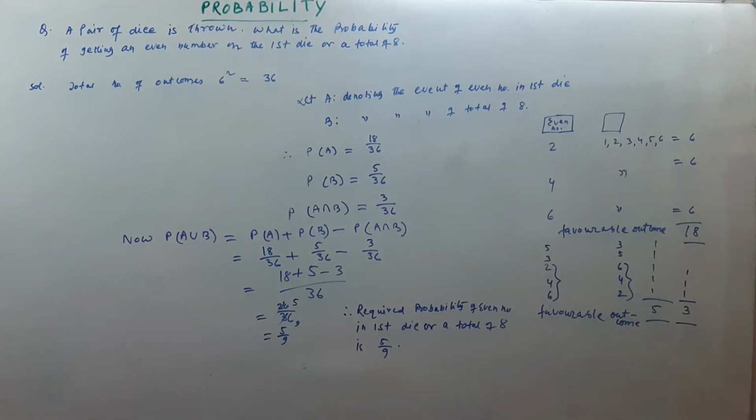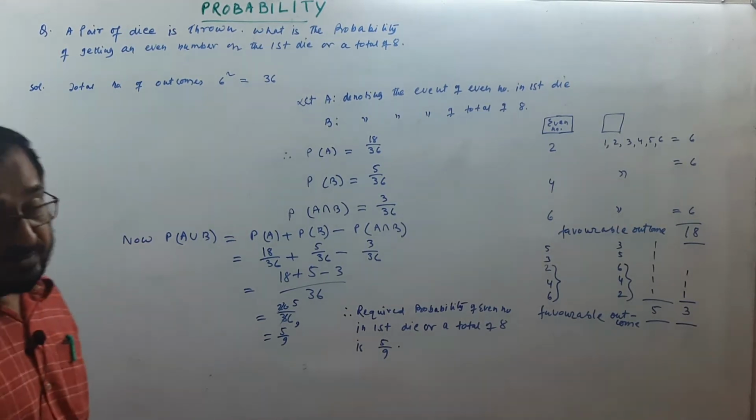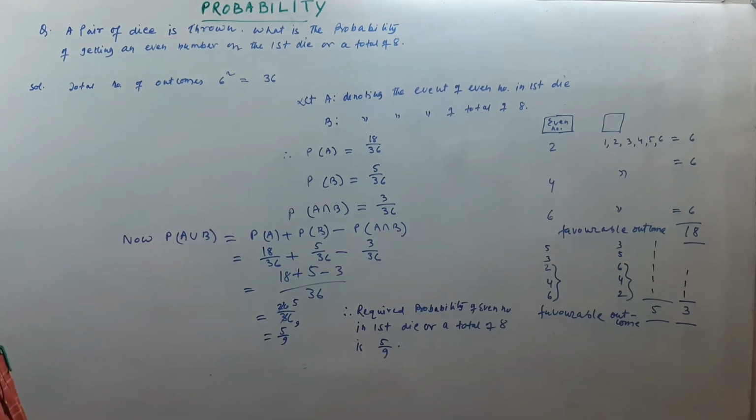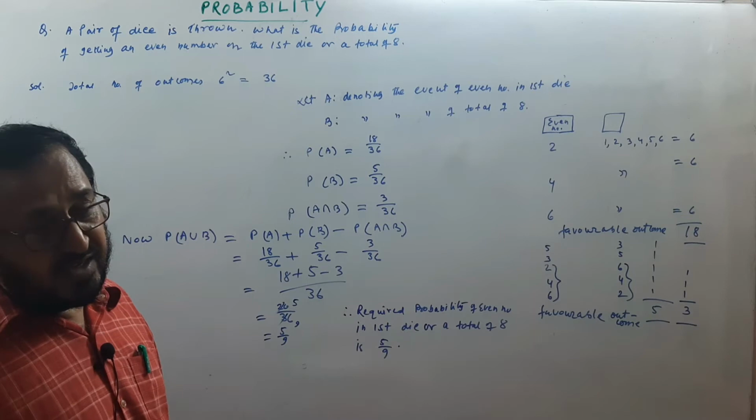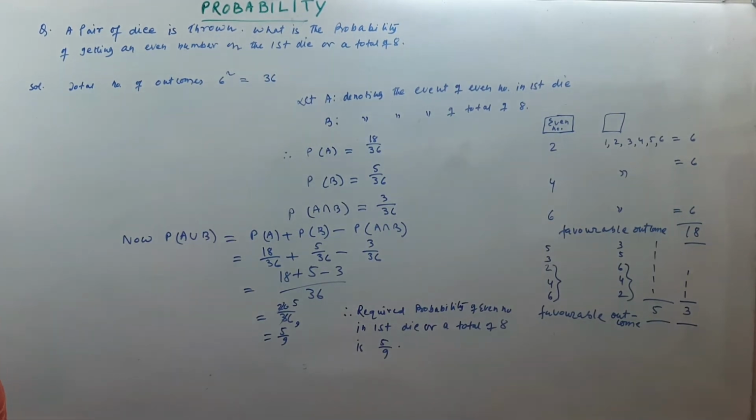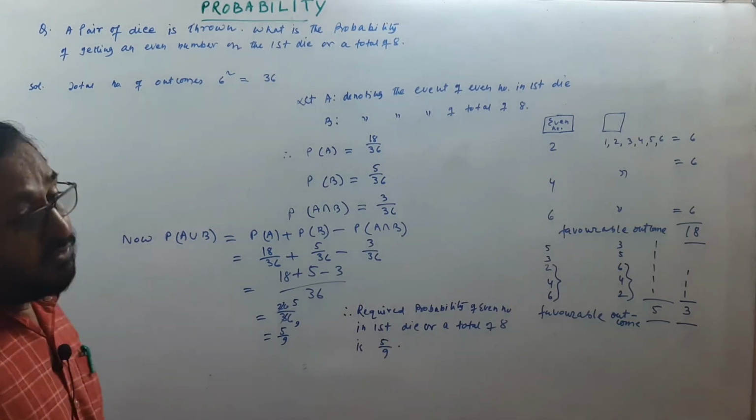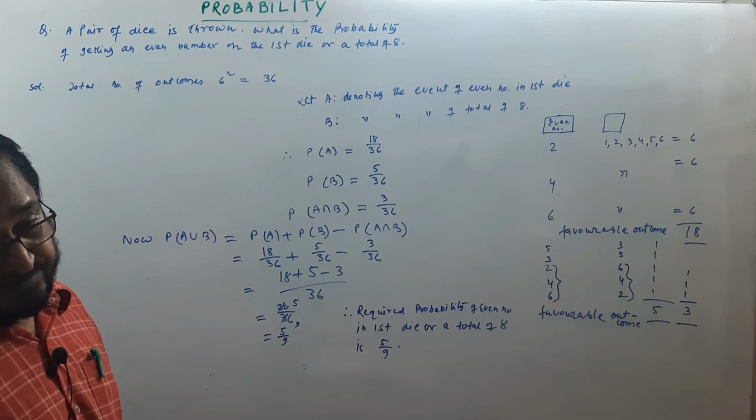Now in this problem, a pair of dice is thrown. Pair of dice, that is, the number of dice is 2. What is the probability of getting an even number? Out of 6 points, even numbers would be 2, 4 and 6. Getting an even number in the first die or a total of 8. So there are 2 dice. In the first die there must be an even number, that is either 2 or 4 or 6, and the total would be 8.